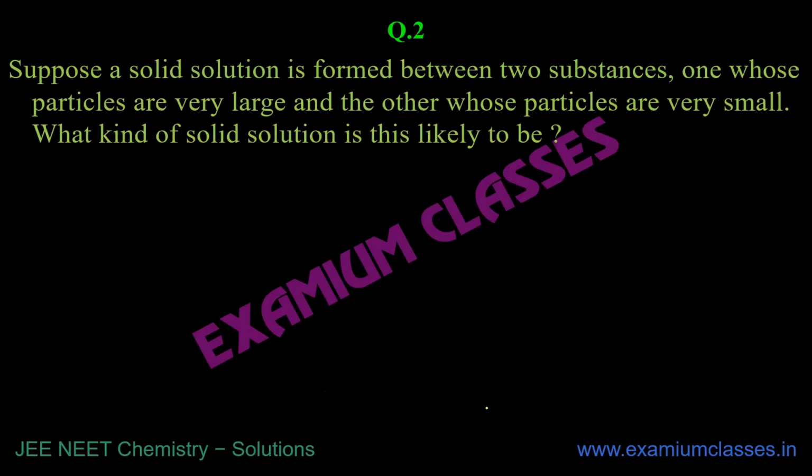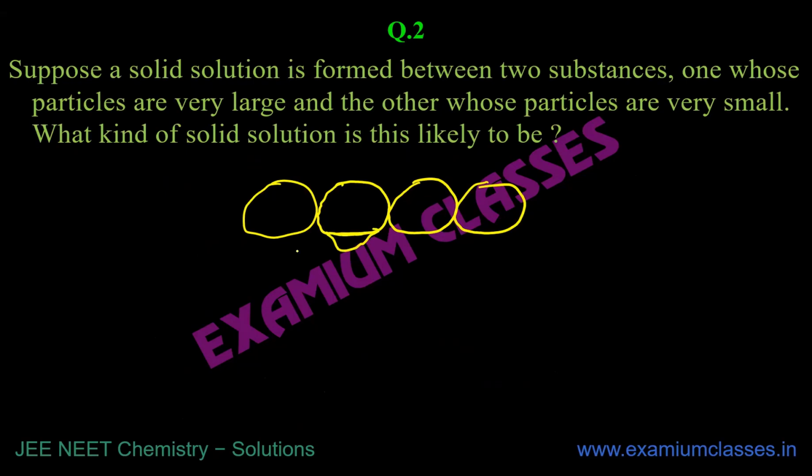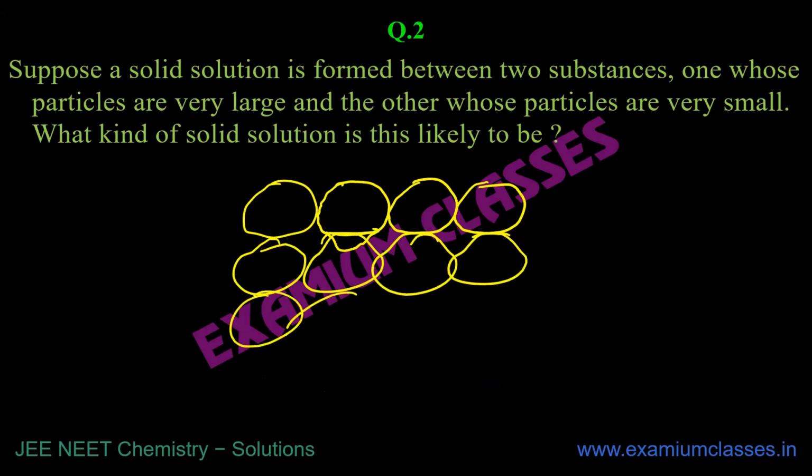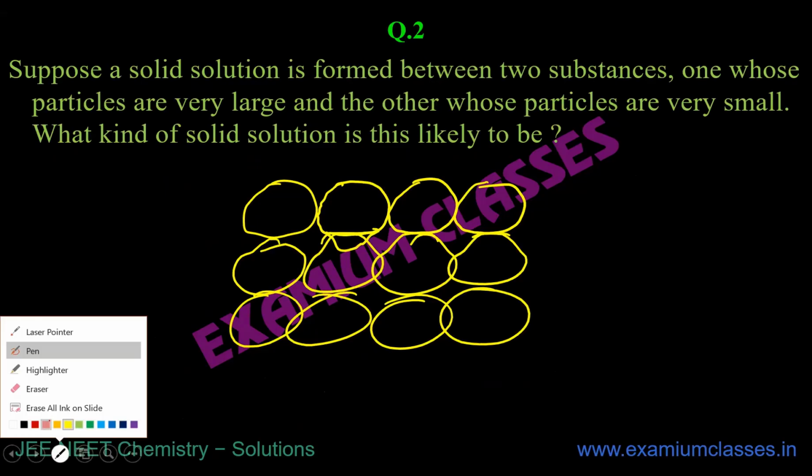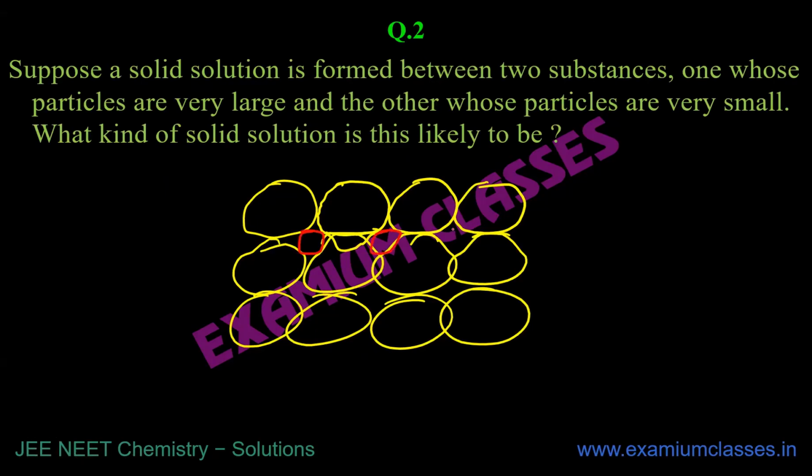Next one: suppose a solid solution is formed between two substances, one whose particles are very large and the other whose particles are very small. What kind of solid solution is this likely to be? You can understand it from your knowledge of solid state. Suppose you have this type of structure. These are very large, and there are very small particles as well. So small particles will be in the spaces therein.